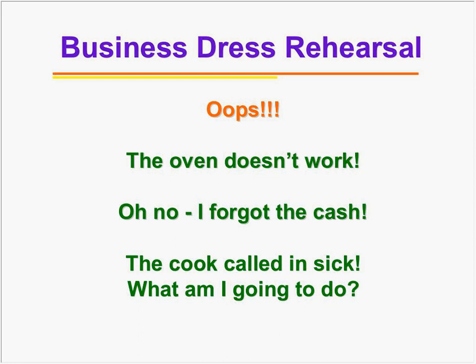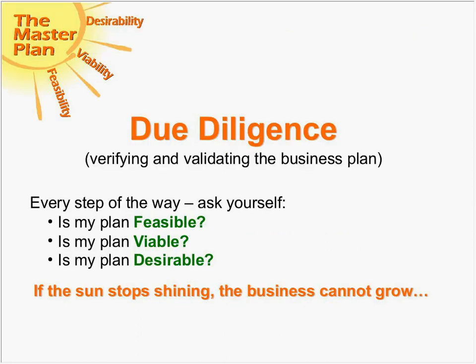And by doing this work, you'll be able to determine if your business idea is feasible, if it's viable, and is my plan desirable? Because if not, and you can see up there in the left-hand corner, if your sun stops shining with this, the business cannot grow. So that's extremely important. You want to make sure when you ask yourself all three of those questions, in each part of the course, ask yourself, is this plan I'm writing feasible? Is my plan viable? Is my plan desirable? The sun won't shine unless all three of these are yeses. So you need to make sure that you have all three in order to have a good business idea and for it to be successful.